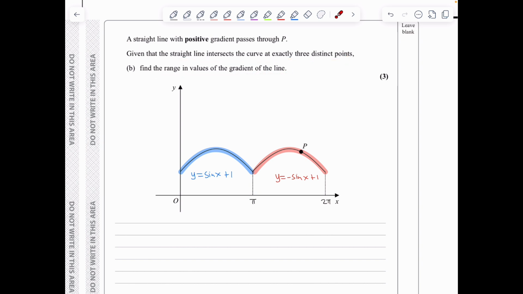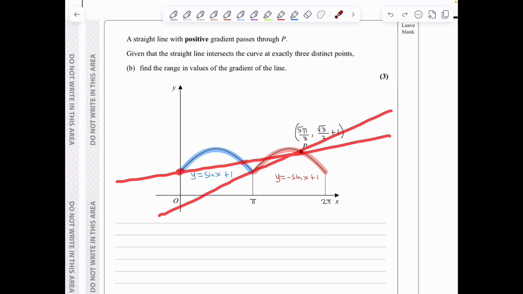So let me start by adding the coordinates of P here, and if you think about it, if I draw a line passing through this point here, we've got exactly 2 cuts. If I draw a line passing through the y-intercept, we've got 1, 2, 3, 4 cuts. So anything in between will give me 3 distinct cuts. So the first important line is the one passing through the y-intercept, which is 0, 1. And the second crucial line is the one passing through this point here, the pi, 1.